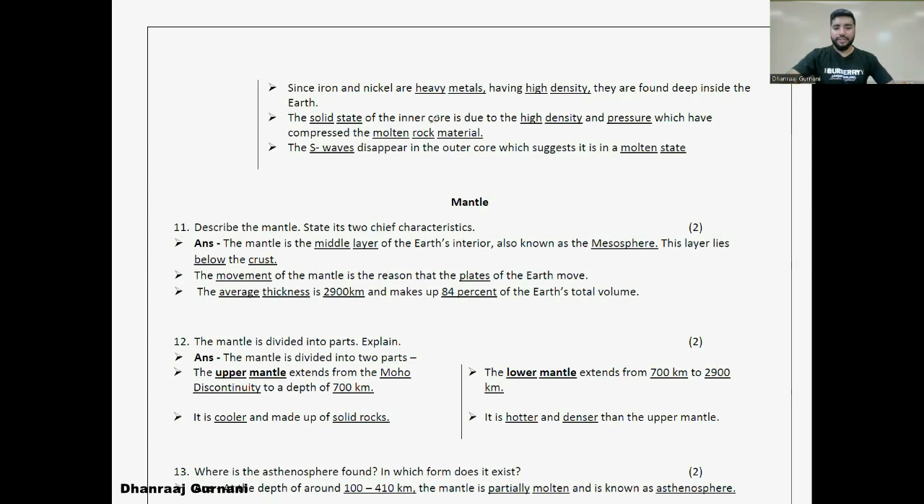Third one, the solid state of the inner core is due to the high density and pressure which have compressed the molten rock material. Despite it being so hot, there is high density and pressure which has compressed the molten rock material together despite temperatures being hot. Compression has happened, and that's why the inner core is mainly in solid state.